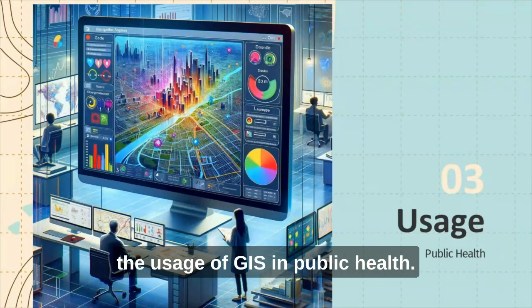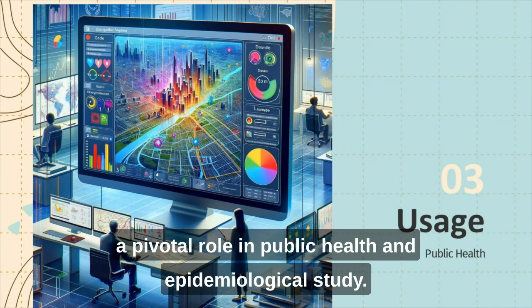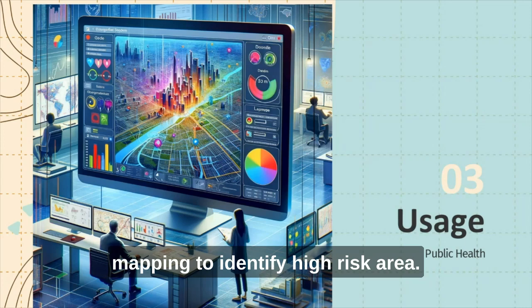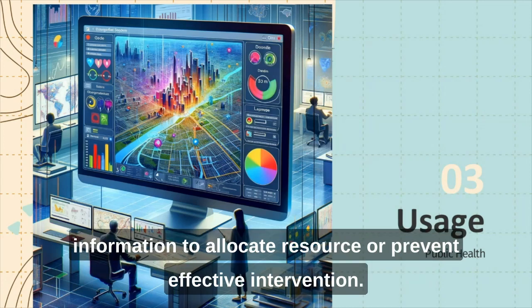And the usage of GIS in public health, we just saw an older example, and it plays a pivotal role in public health and epidemiological study. For example, it was used for disease mapping to identify high-risk areas. So the authority, well, in theory, can use this information to allocate resources or prevent effective intervention.